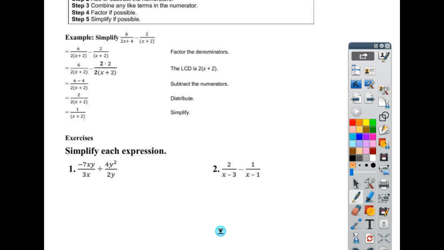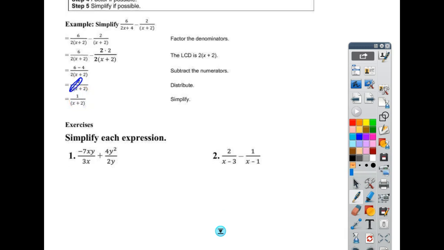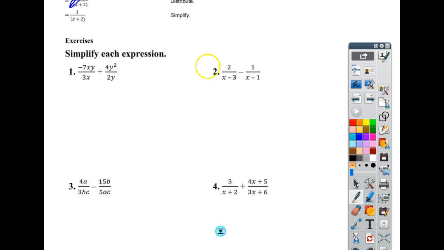Notice here in this example, look right here, this 6 minus 4 made a 2, and then those 2's cancel out. Okay, but you still have to have something on the top. So sometimes that happens in a problem. You get some canceling out. Okay, so just to kind of get you started.